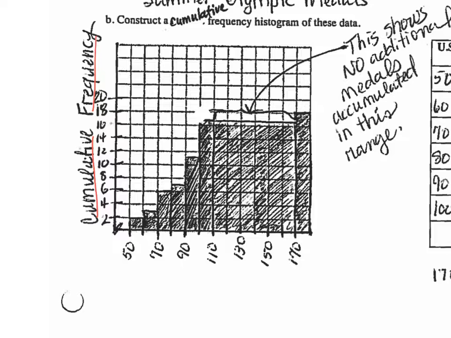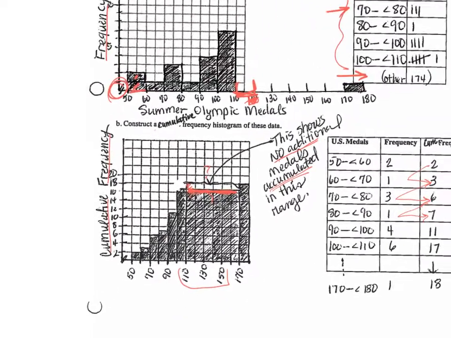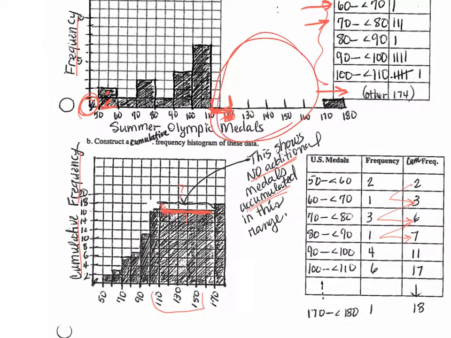Now, I want to know why this is flat and not changing right there. Why is that not changing? Go ahead. No medals, you didn't get any medals already? Good. You did not add any additional data in that section. So there was no additional data accumulated in this section. That corresponds with this part up here where there was no data. So this being flat corresponds with that.